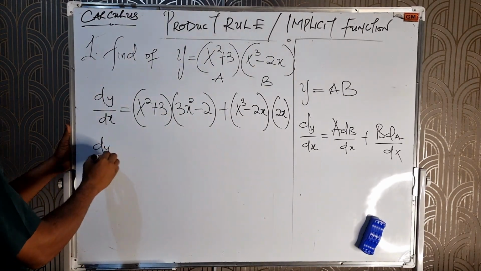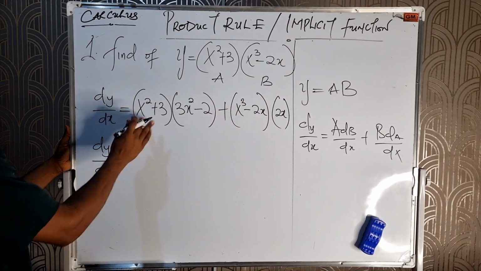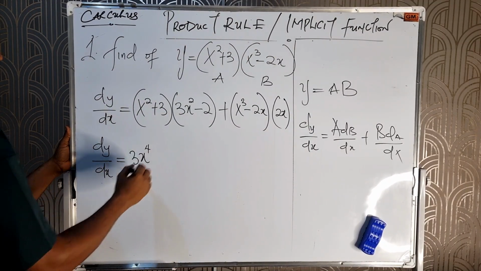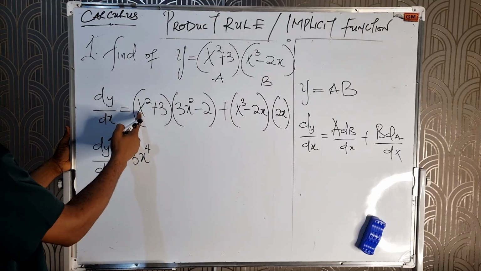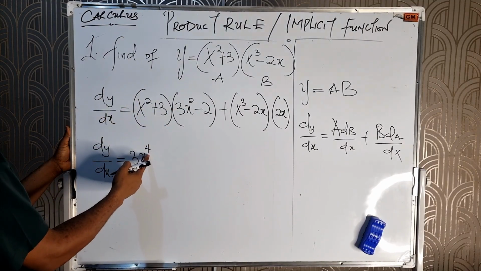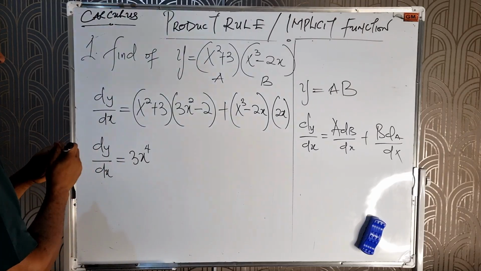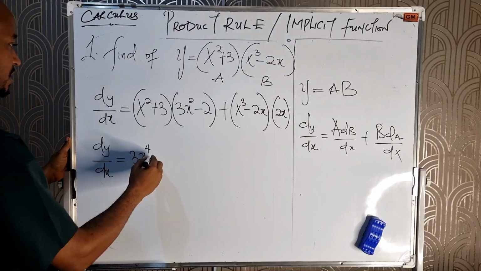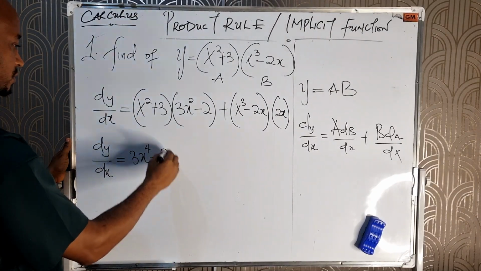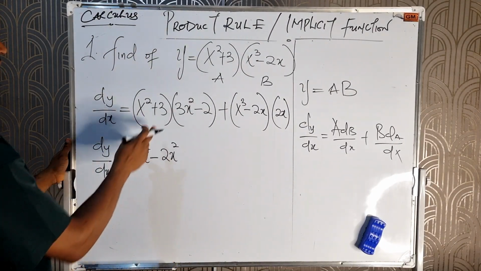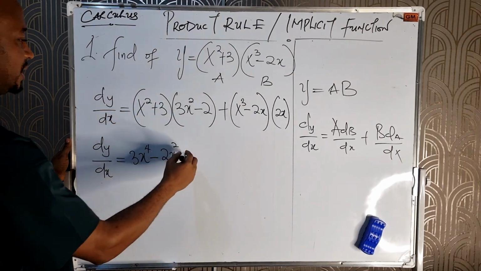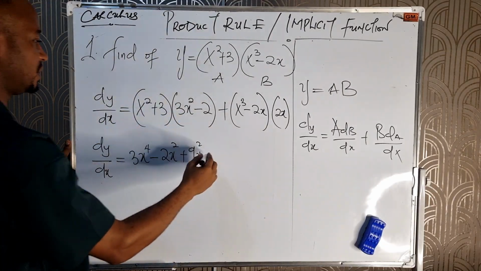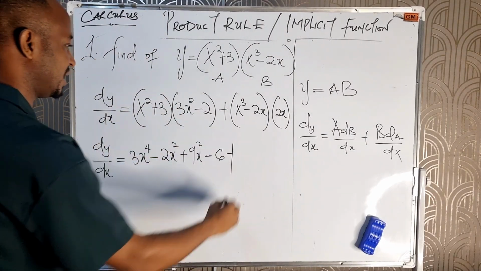So my dy/dx becomes x² times 3x² will give us 3x to the power of 4. 3 times 1 is 3. x² times x² is what? It is x to the power of 4. So let's multiply again. We have multiplied x² by this. Let's multiply x² by what? Minus 2. That will give us minus 2x², right? Then I'll multiply 3 by 3x². That will give us 9x². Then multiply 3 by minus 2. That will give us minus 6. Then we have here as plus.